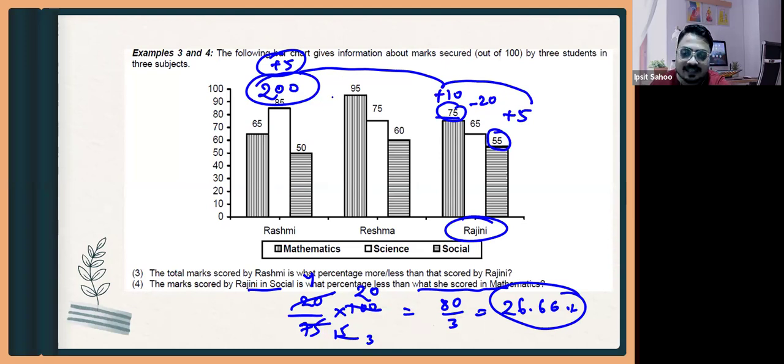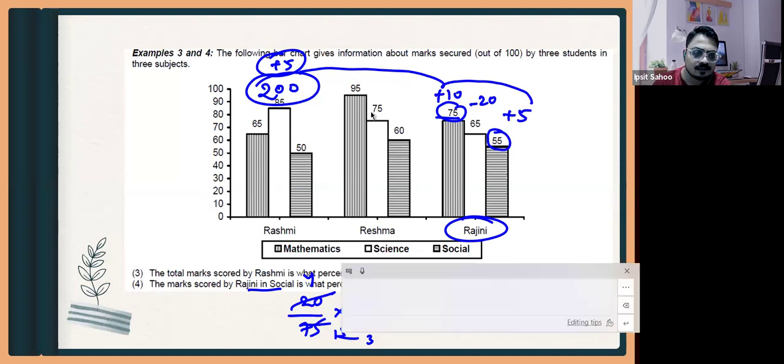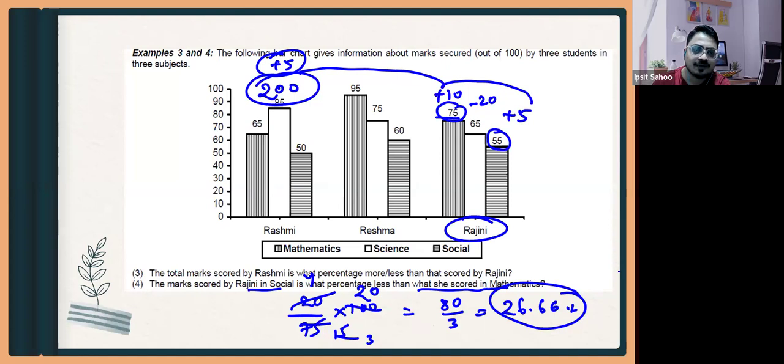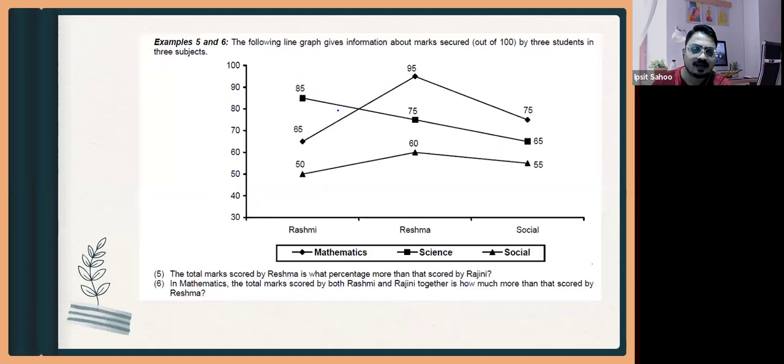All of you clear on this? Any doubt? All of you please confirm in the chat box. Or if anybody has any doubt, you can unmute and speak up. All clear? Okay. If it is clear, we are moving to the next kind of data.